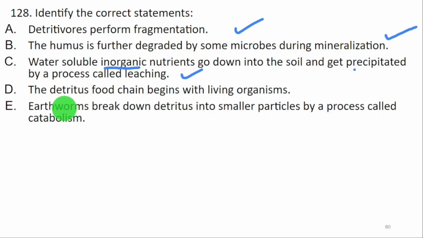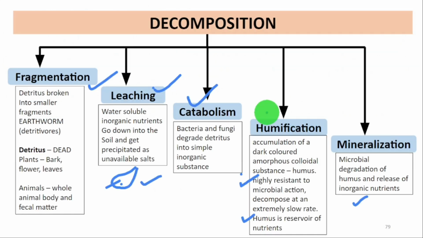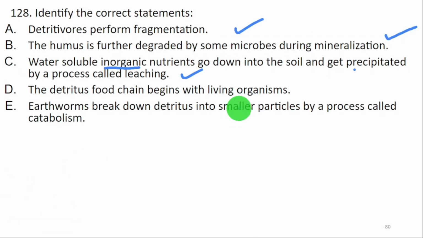Next one, detritus food chain begins with living organism. It begins with dead plants and dead animals. So it cannot be living organism. This part of the statement is wrong. So this is incorrect. Earthworms break down detritus into smaller particles by a process called catabolism. No, the process is fragmentation. So this is again wrong.